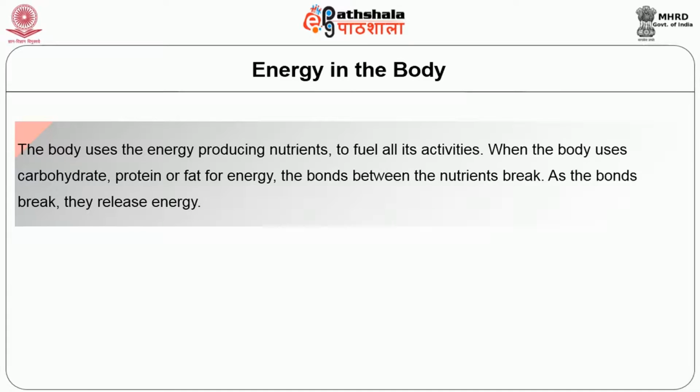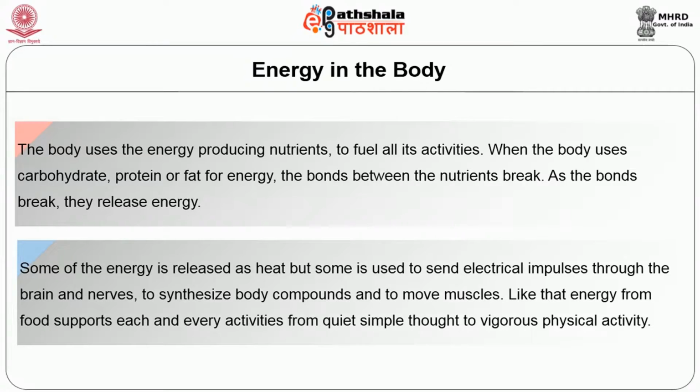When the body uses carbohydrates, protein and fat for energy, the bonds between nutrients break. As the bonds break, they release energy. Some of the energy is released as heat, but some is used to send electrical impulses through the brain and nerves, to synthesize body compounds and to move muscles. Like that, energy from food supports each and every activity, from quite simple thought to vigorous physical activities.